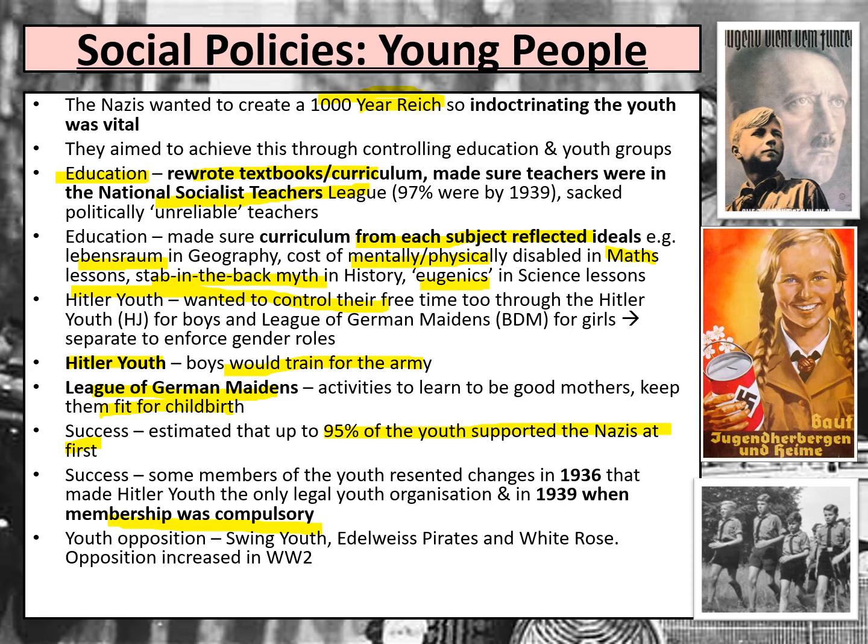You do need to be aware of some of the youth opposition groups that I'll talk more about in the part 3 video. There were some groups, for instance, the Swing Youth, who just wanted to listen to things like jazz music that had been banned by the Nazis. There were also some other groups, like the White Rose, that was created in World War II, that was about wider opposition to the Nazis and not just about a small amount of their policies.